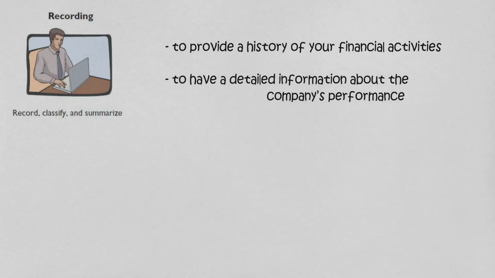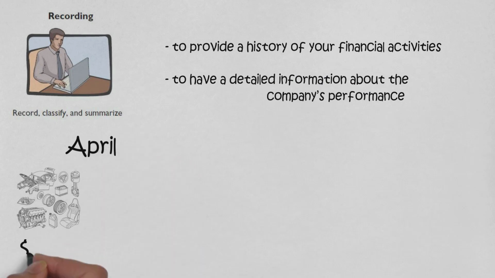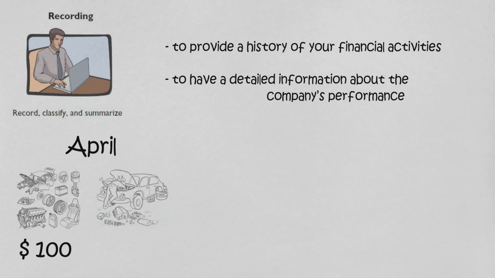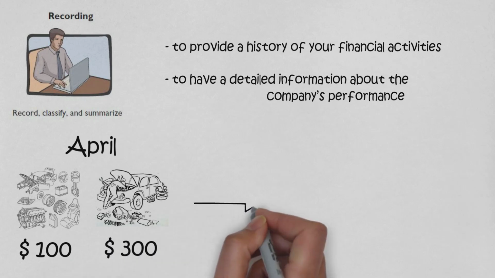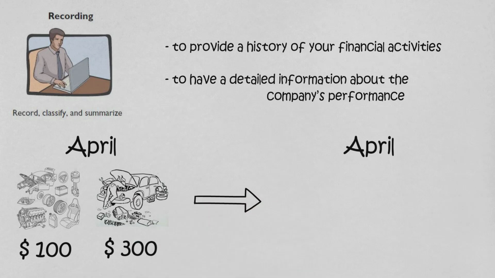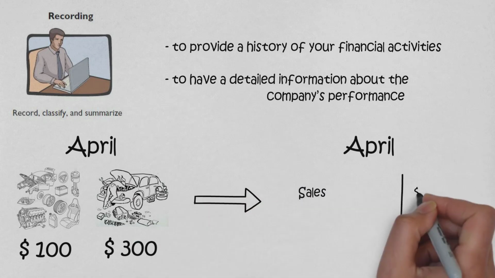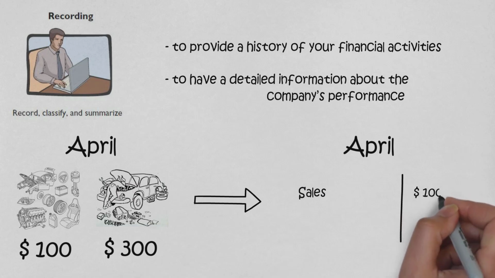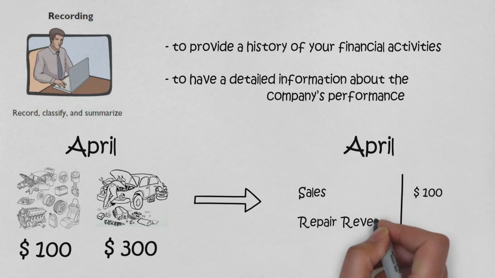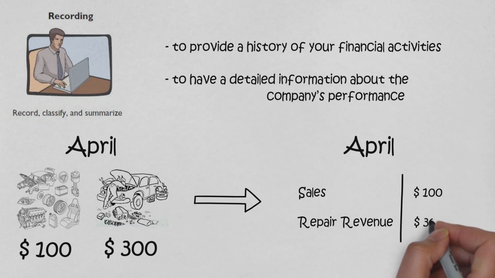For example, let's say during the month of April, you've sold various car parts amounting to $100 and also repaired 3 cars, which brought you $300 of cash. How would you record those events? Well, you'd summarize all the sales under sales revenue category, write the respective amount of $100. Next, you'd summarize the income received from repair under repair revenue category, for example, and write $300 next to it.